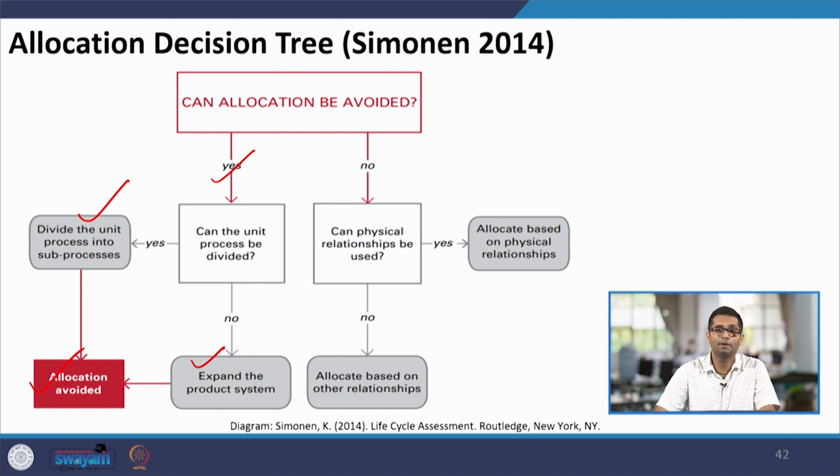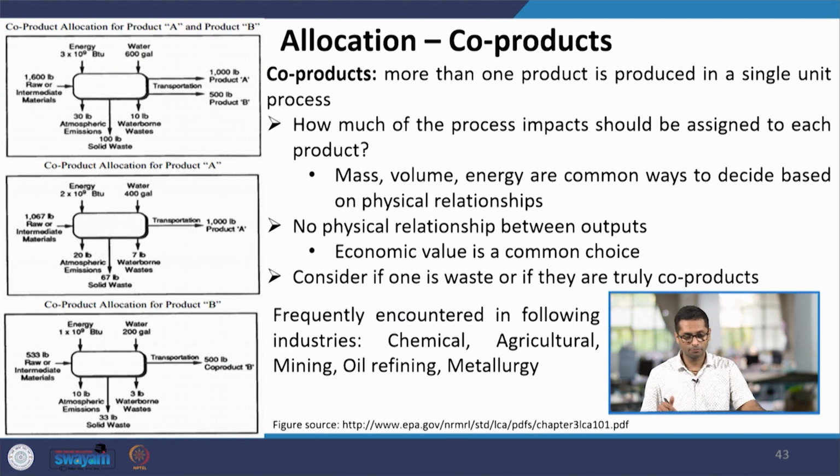In that case, you might go for an allocation that is based on the economic value of the products, and divide the emissions based upon the economic value that you derive from the electricity as well as the ash. And the ISO standards entail that if you are doing an allocation based upon some relationships which are not based on physical relationships, you should go for a sensitivity analysis to understand the effect of this allocation on the final LCA results. So let us try to understand the allocation of the co-products.